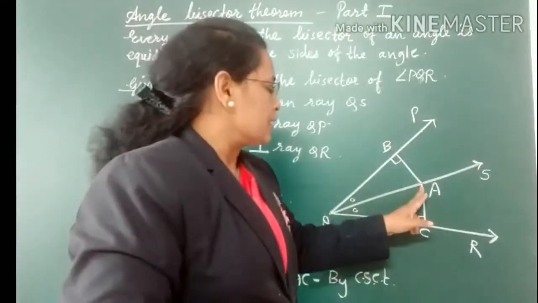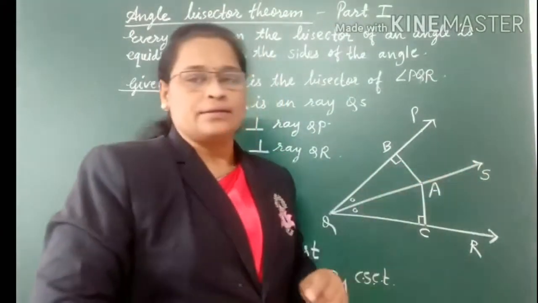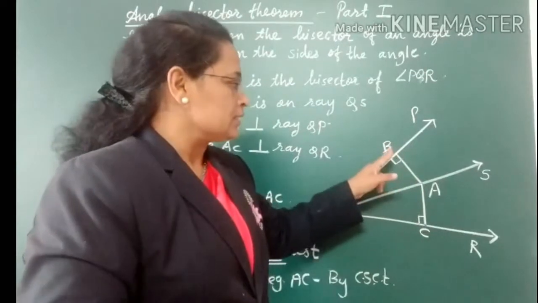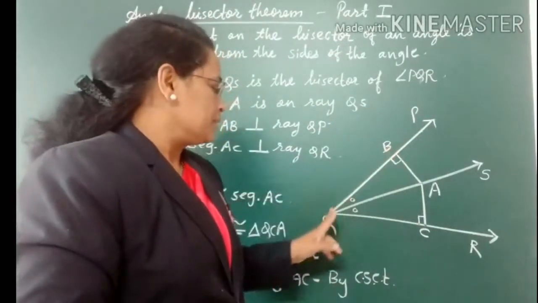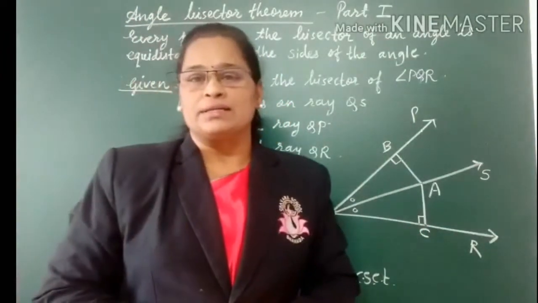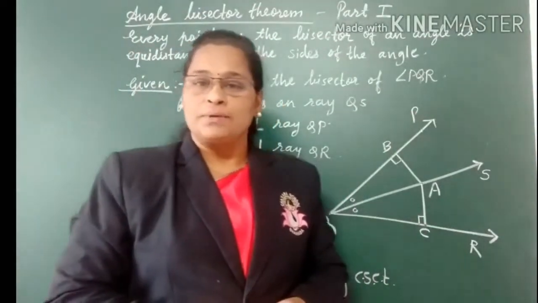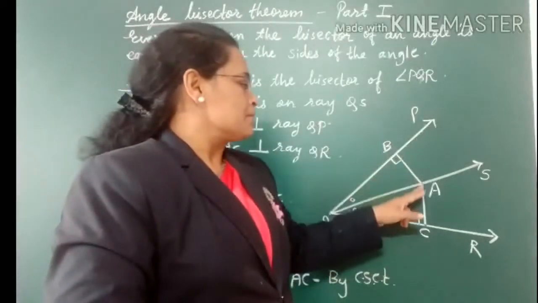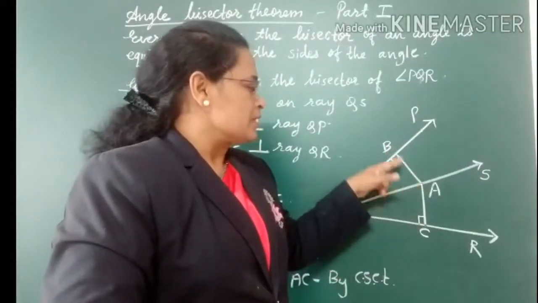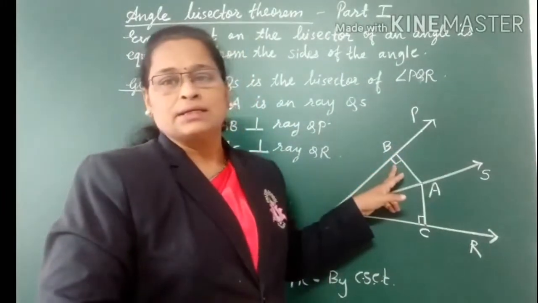And here A is any point on this ray QS such that Q, A and S are collinear points. What we have to prove? That the point A which is on the angle bisector is at equal distance from side QP and QR. So whenever we take the distance of a point from the sides of the angle, we have to take that distance always perpendicular. So suppose the distance of point A from side QP is AB.